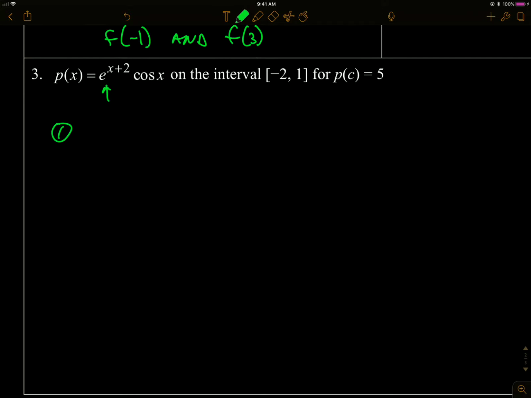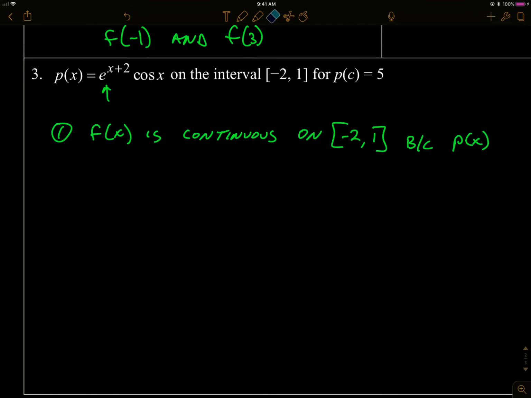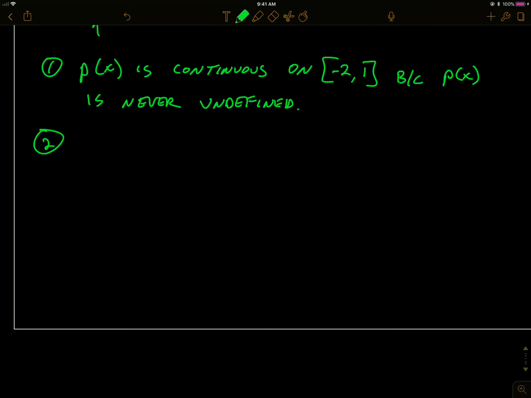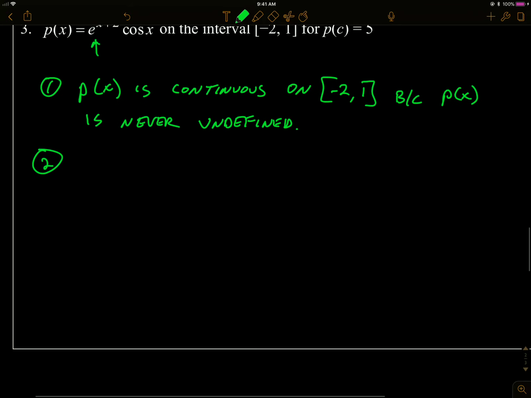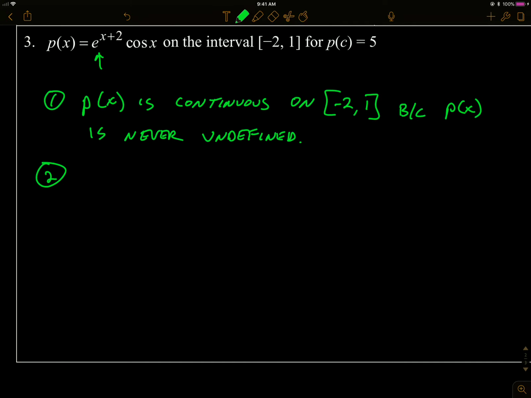So we're going to say step 1, f of x is continuous on -2 to 1 because P of x. So it is P of x, isn't it? I wrote f of x. Because P of x is never undefined. Or we could say is continuous everywhere, whatever we want to say. Number 2. So criteria 1 holds. Now we got to check our endpoints.